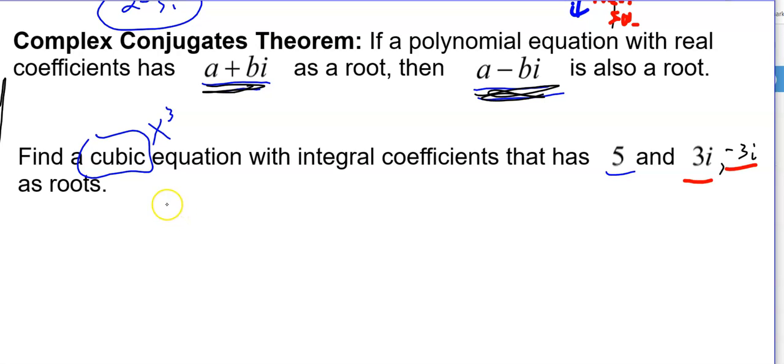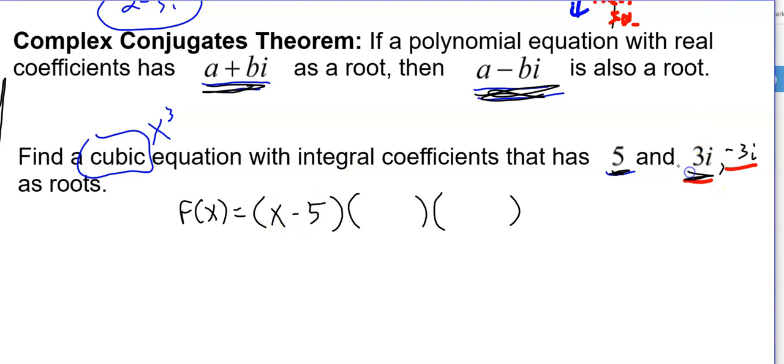Okay, so we're going to write an equation. I'm just going to call this f of x. There are 3 solutions, so I'm going to write the 3 factors. This one will be x minus 5. x minus the solution. This one will be x minus 3i. And this last one will be x minus negative 3i, which is x plus 3i.